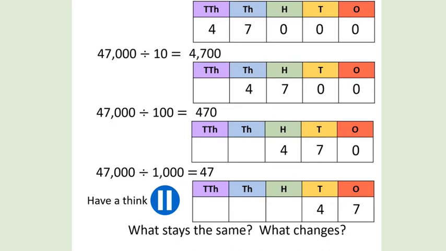So you will notice that the 47 stays the same, but it just moves places on each place value grid as you divide by 10, 100 or 1000. You will notice the 40 and the 7 move one place to the right when you divide by 10. They move two places to the right when you divide by 100, and three places to the right when you divide by 1000.